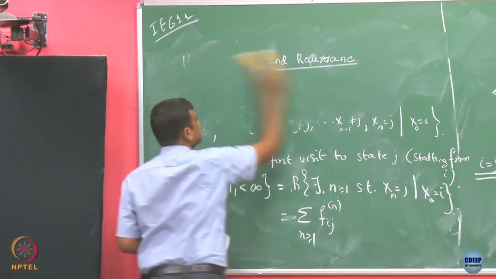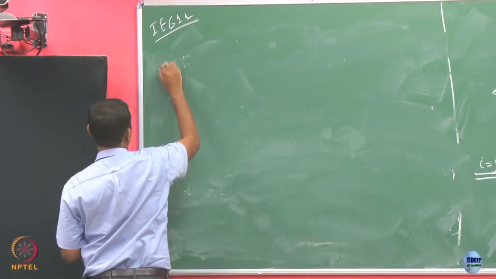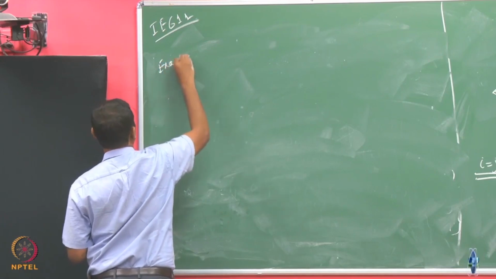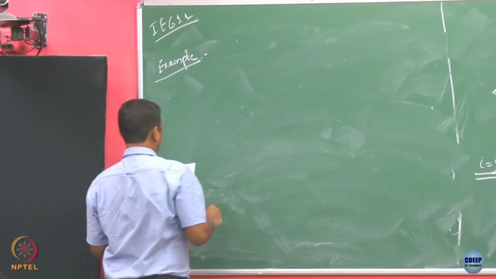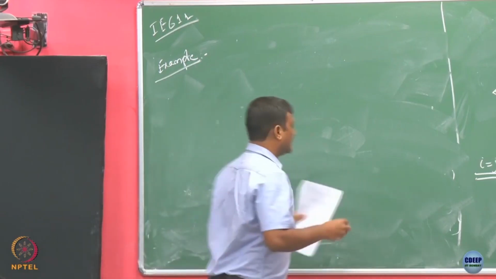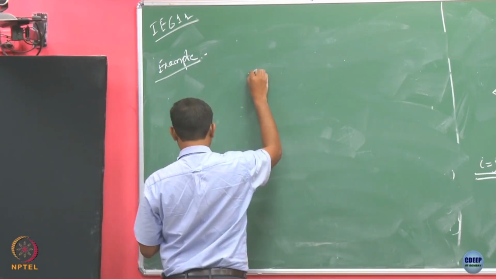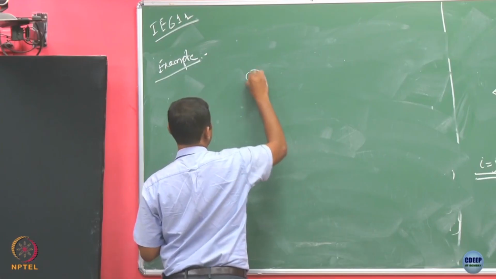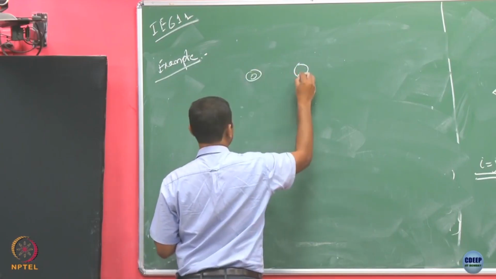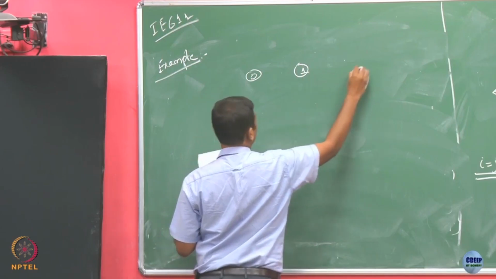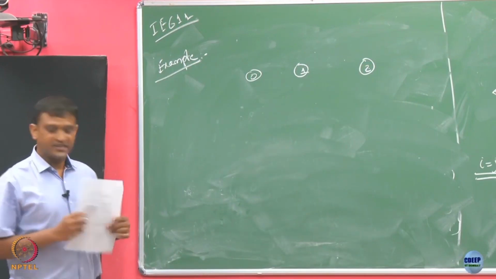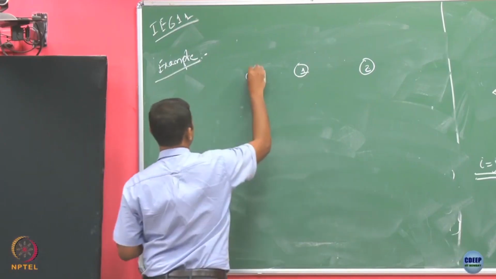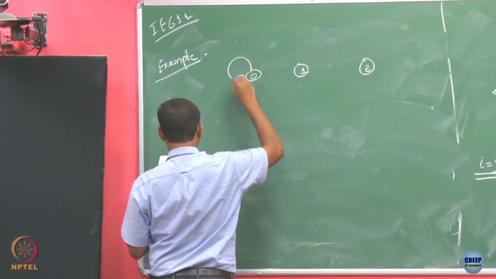Okay, next. Maybe before that let us look into this example. Let us say I have been given some simple Markov chain with 3 states, and I am going to express its transition probability in terms of this transition diagram like this.